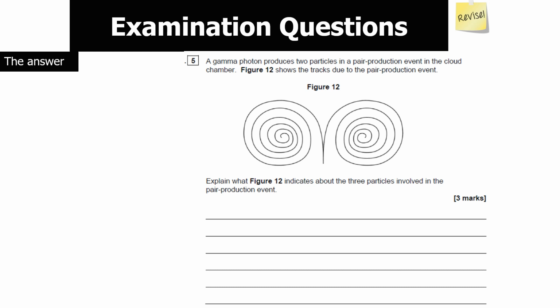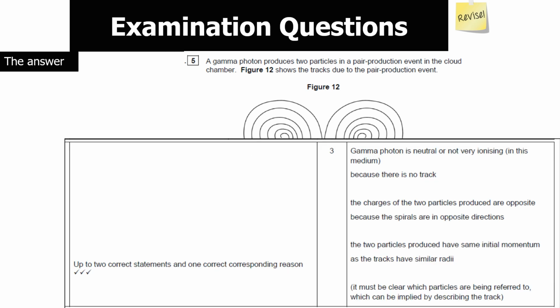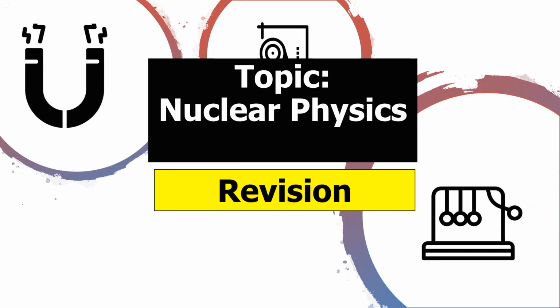Now you should remember from paper 1 that pair production is when a photon is changed into a particle-antiparticle pair. That indicates to us that if there's no track beforehand, then the photon beforehand, which must be present for a pair production event, must be very weakly ionizing or very difficult to detect, because there is nothing there in the chamber. There is no track. Let's now have a look at some questions on nuclear physics.